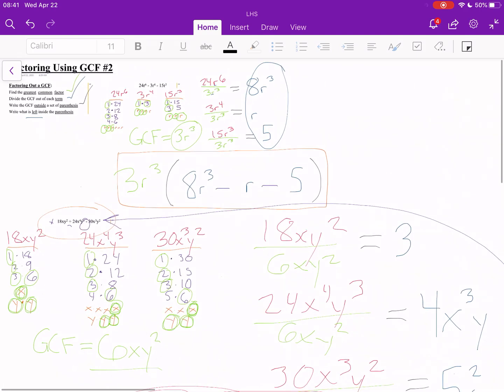Today I need you to work on problems 7 through 12 on the worksheet, which are more complicated ones, just like these 2 examples I just covered today.